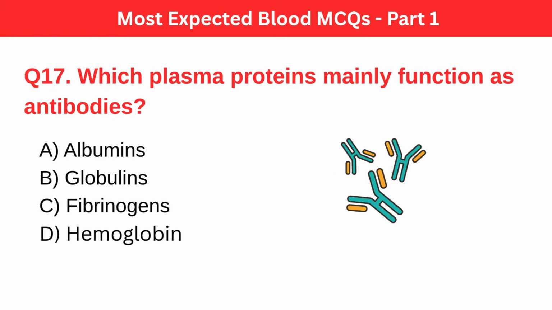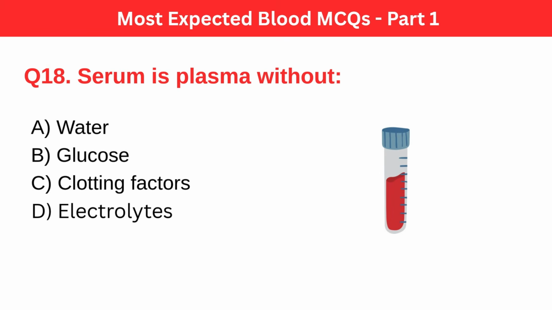Question number 17. Which plasma proteins mainly function as antibodies? The right option is B. Globulins. Question number 18. Serum is plasma without. The right option is C. Clotting factors.